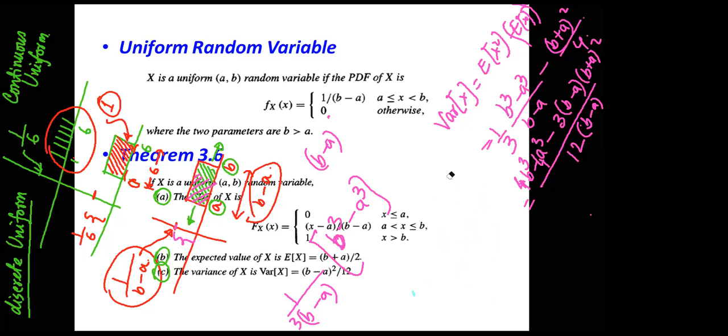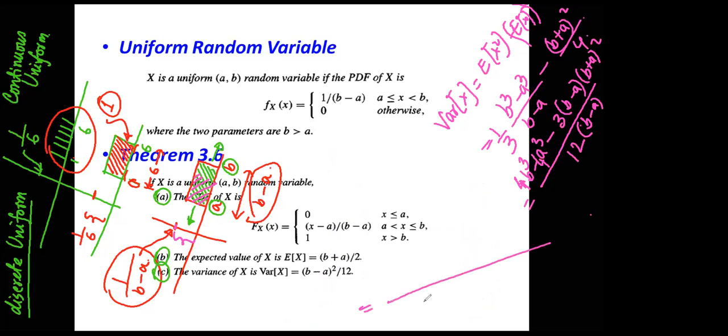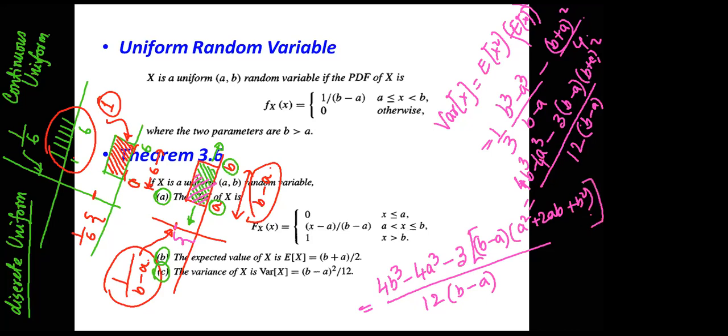Okay. Now I'm omitting this one. All right. Let's check it. So it is now becoming equal to 12 into b minus a, 4b cube minus 4a cube, minus b plus a whole square, equal to, say for example, 3 into b minus a into a square plus 2ab plus b square. Say for example, it is like that. Or we can do that b square minus a square into b plus a.